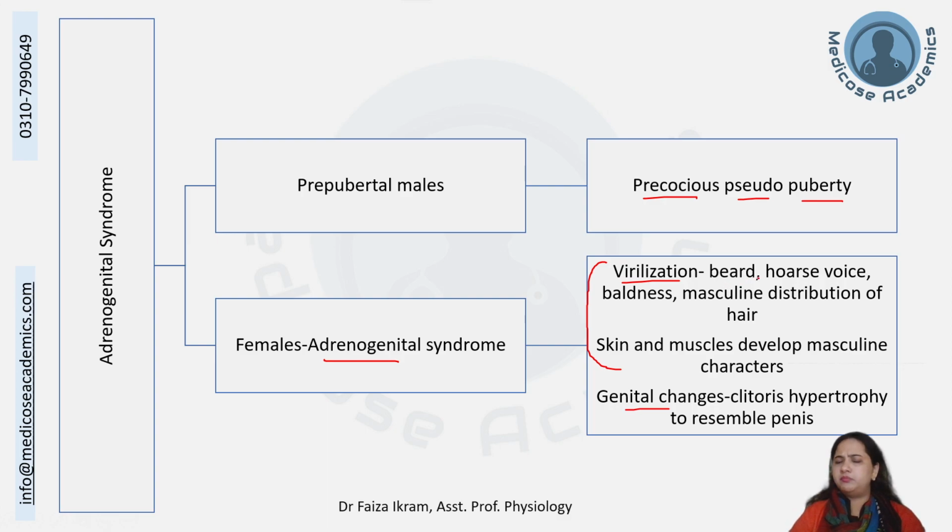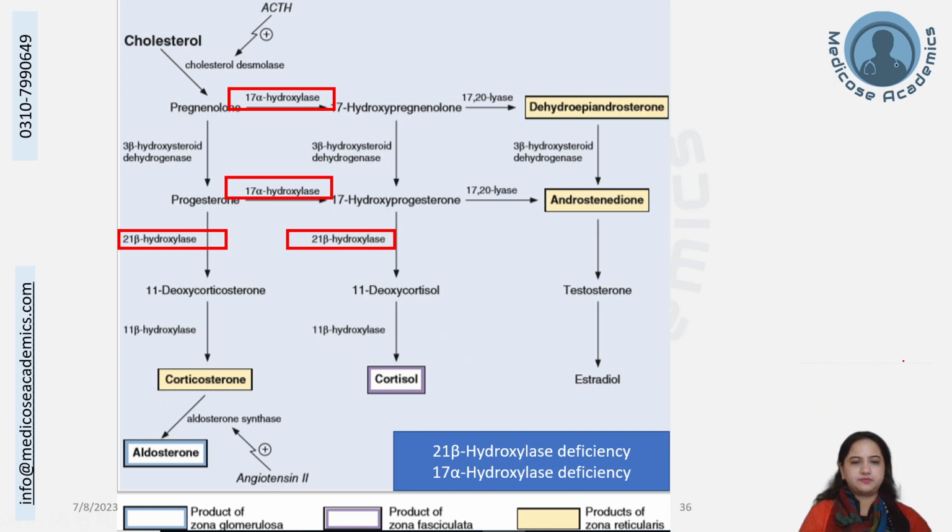Virilization might include beard growth, hoarseness of voice, baldness, masculine distribution of hair, masculine characteristics of skin and muscles, acne, so virilization, hirsutism, and genital changes. Lastly, the hormonal deficiencies, as I said when discussing the production of these hormones, mostly 21 beta hydroxylase deficiency and less frequently 17 alpha hydroxylase deficiency.